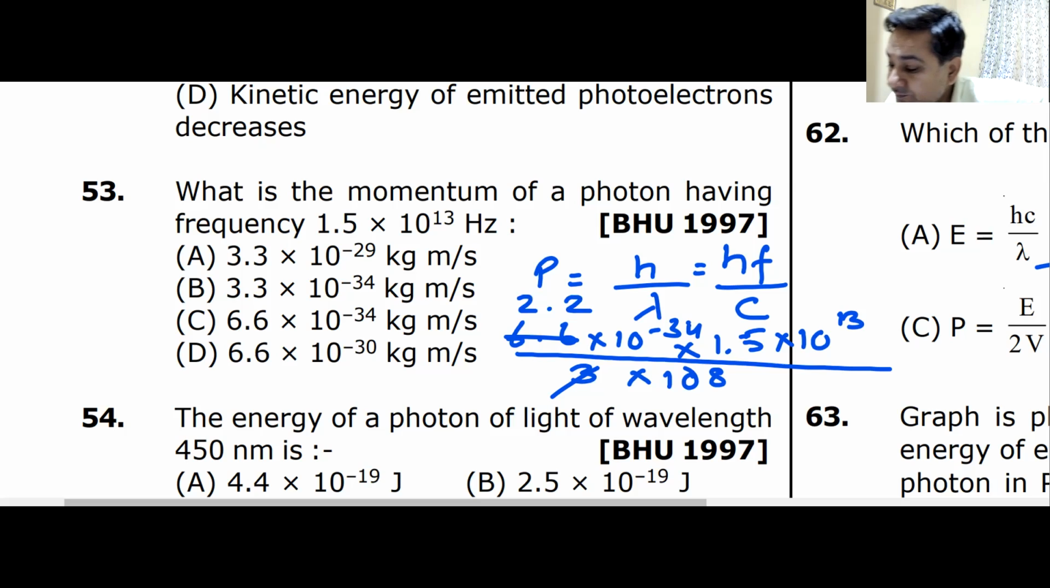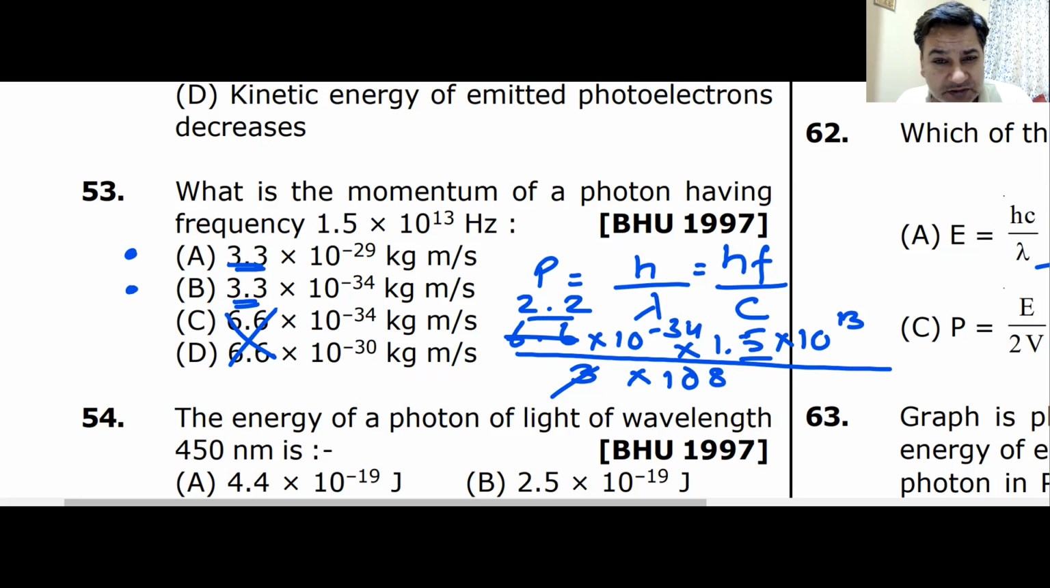Yes or no? Yes, sir. So you can multiply 2.2 by 1.5. So you will not get this, right? You will not get this. So the only options could be option A or option B. Yes or no? Yes, sir. 2.2 multiplied by 1.5, you will get 3.3. Yes or no? Yes, sir.